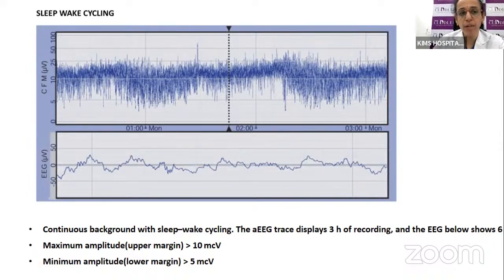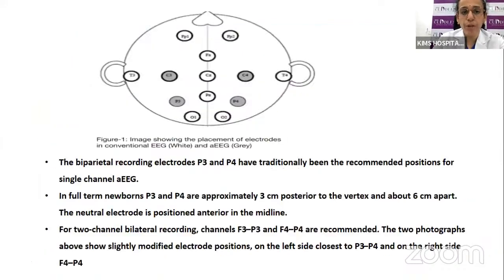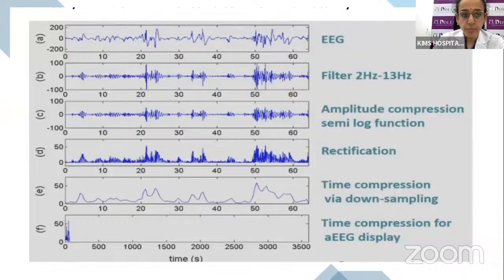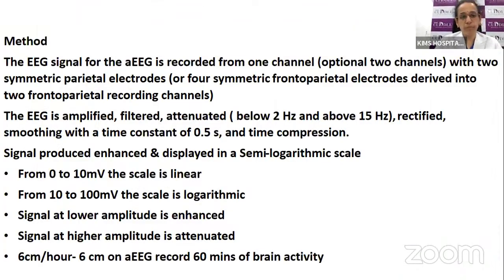From 0 to 10, the recordings will be on the linear scale. From 10 to 100, it will be on the logarithmic scale. Since both are available on this graph, it is called the semi-logarithmic model in the amplitude integrated EEG. So that is the semi-logarithmic scale on EEG, and signals at the lower amplitude will be enhanced, and at the higher amplitude they will be attenuated. So this we discussed, 6 centimeters per hour recording of the brain activity.